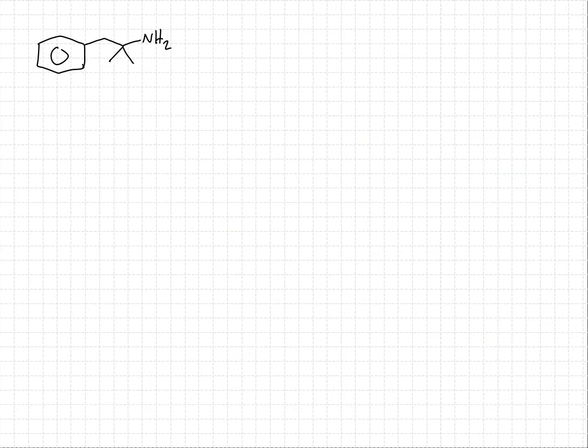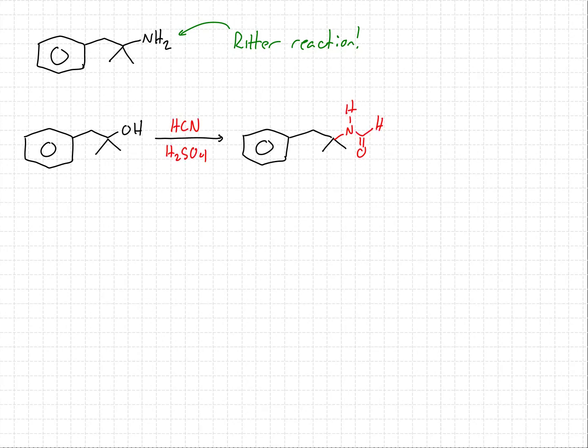Let's start with phentermine. As this is an amine bound to a tertiary carbon, the only way we have to synthesize this is via the Ritter reaction. We would want to start with this tertiary alcohol, treat it with sodium cyanide in the presence of an acid to generate hydrogen cyanide in situ to get this formamide. The formamide would then be hydrolyzed to release the amine.